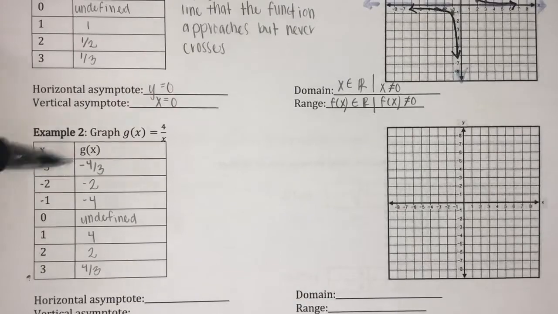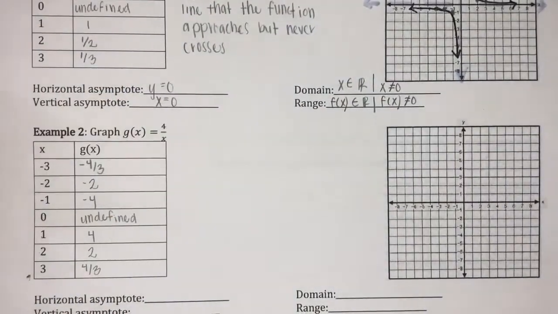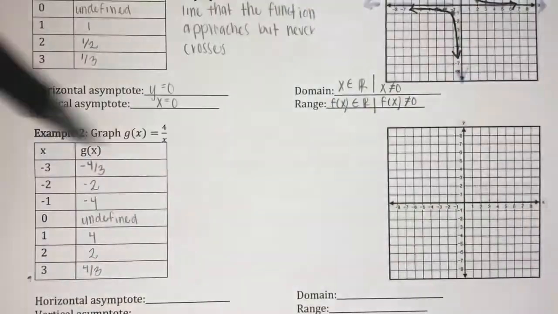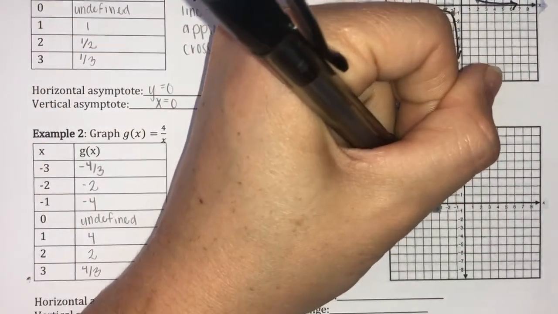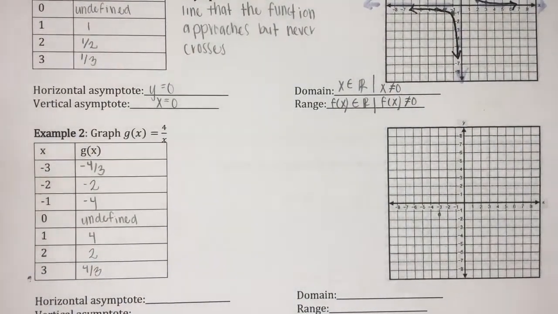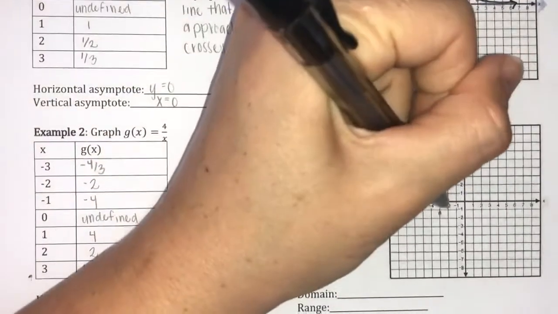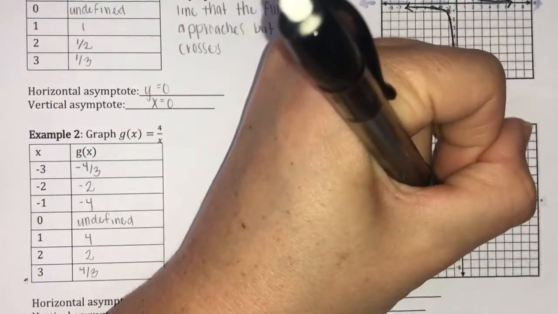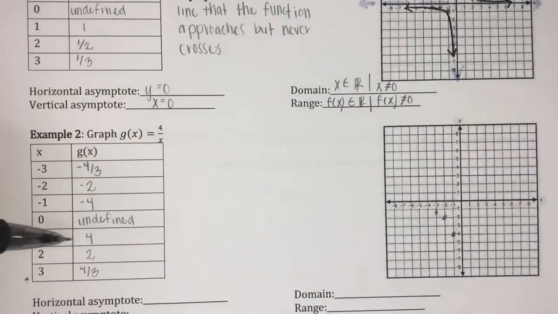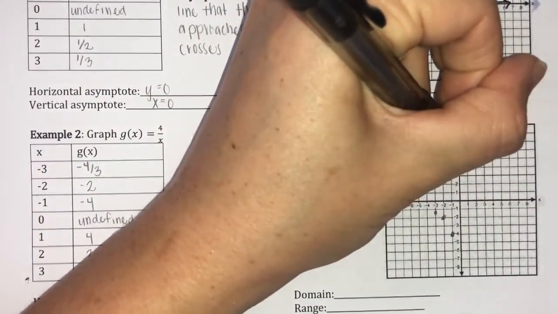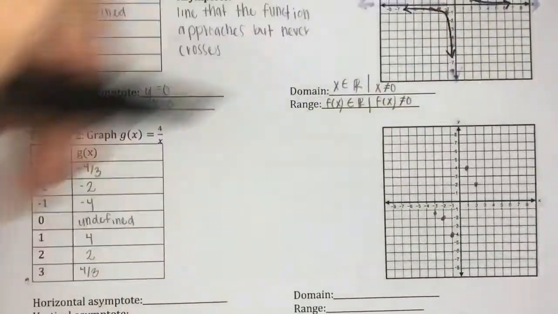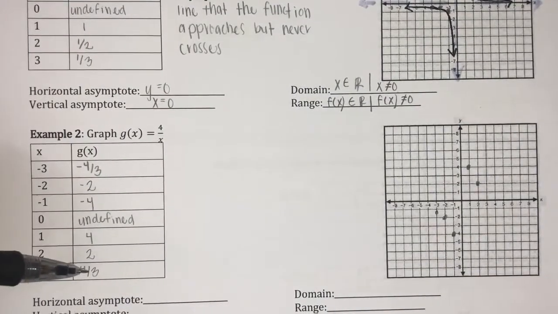And then we can plot those points again, so negative 3, negative 4/3. Negative 4/3 is like negative 1 1/3, sorry, excuse me. So negative 3, and then down 1 1/3. And then for negative 2, left 2, down 2. Negative 1, negative 4, left 1, down 4. And then 1, 4, right 1, up 4. 2, 2, right 2, up 2. And then 3, 4/3, so right 3, and then up 1 1/3.